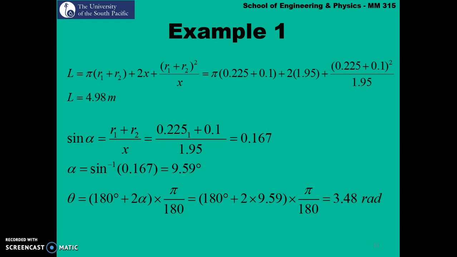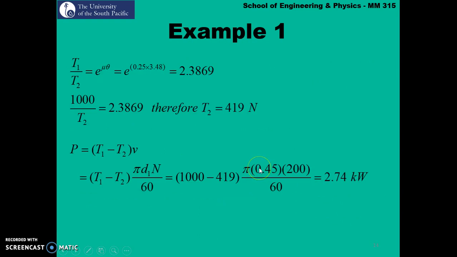The next thing is, we can find our theta, which is the wrap angle or lap angle. Sine alpha is r1 plus r2 divided by x, so sine alpha is 0.167. Taking sine inverse of that value, we get the angle alpha as 9.59 degrees. For a cross drive system, this is how we find theta: 180 degrees plus 2 alpha, times pi over 180. Substituting all of this, we find that theta is 3.48 radians.